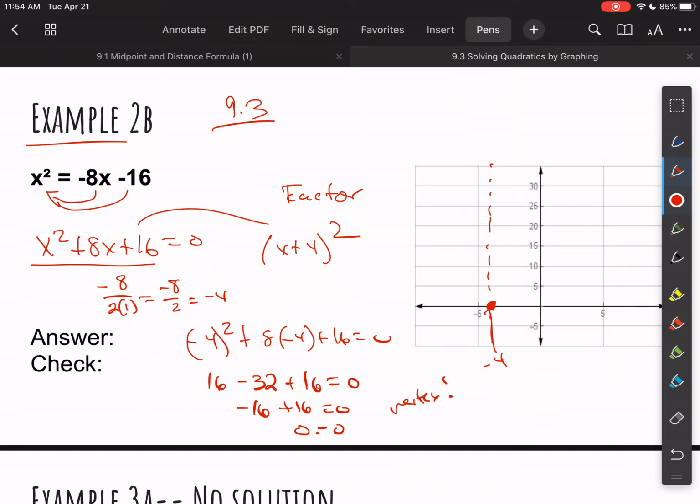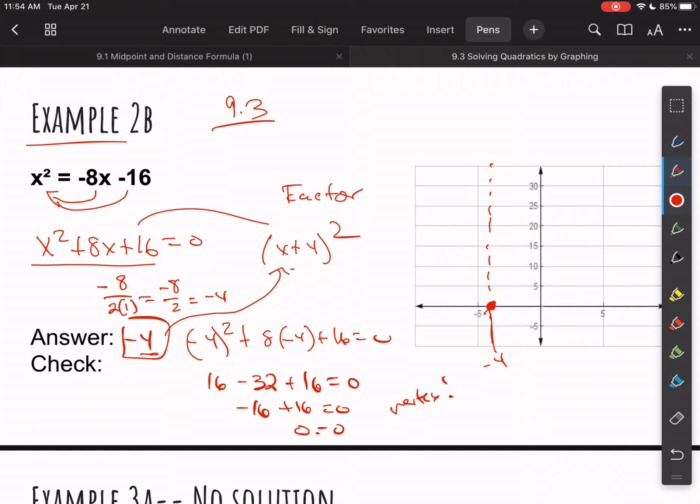Since the vertex falls on the line, we have one solution, and that solution is negative 4. Notice if I factored it there, it's technically a double solution because the factor is x plus 4, x plus 4. What makes this go to 0? The negative 4. Okay, so if you're looking for that shortcut.